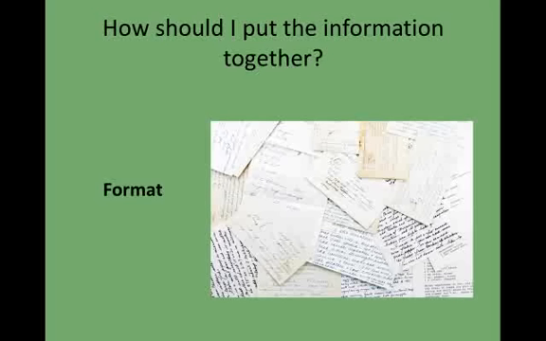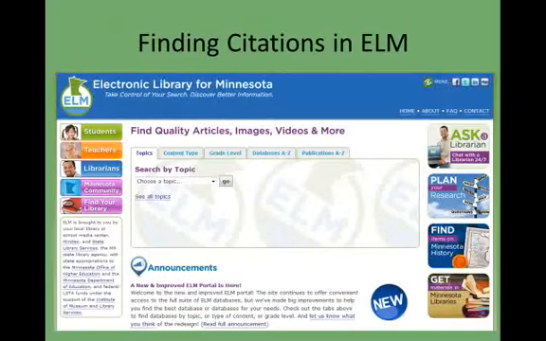When you're ready to compile your sources together for your work, you will want to format them in the same manner. There are a few different citation styles available to help you format your sources. MLA, Modern Language Association, is the most commonly used style, and that is the style I will be using in this tutorial. For some examples of using citations, I will use one of the resources in ELM, Electronic Library for Minnesota. I'll start with a search for information on the Industrial Revolution.